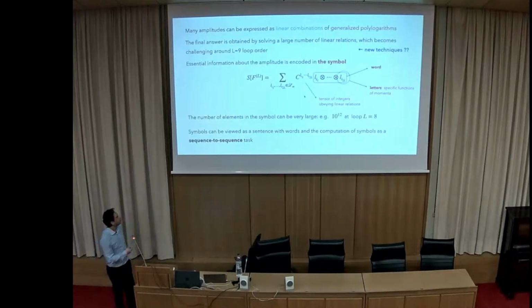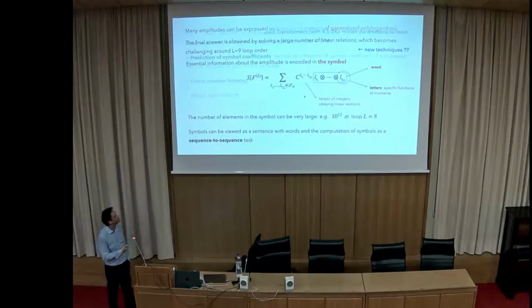But the number of elements in a symbol can be very large. For example, they look at a 3-gluon form factor, and it goes like 10 to the 12 at 8 loops. But in this language, you can formulate it. You can view it as a sentence, as a sequence-to-sequence task. Basically, it looks like language, so you can formulate it as a language task. And that's what they did.